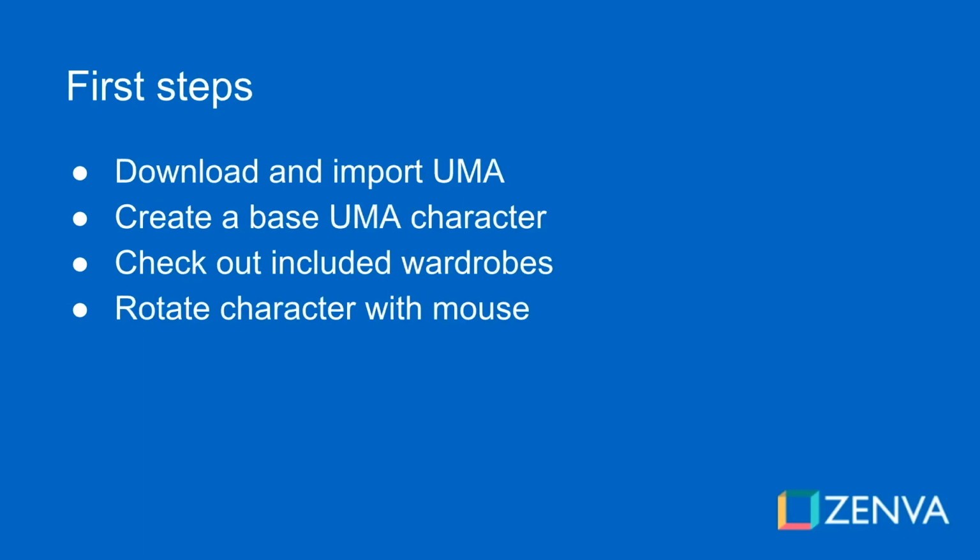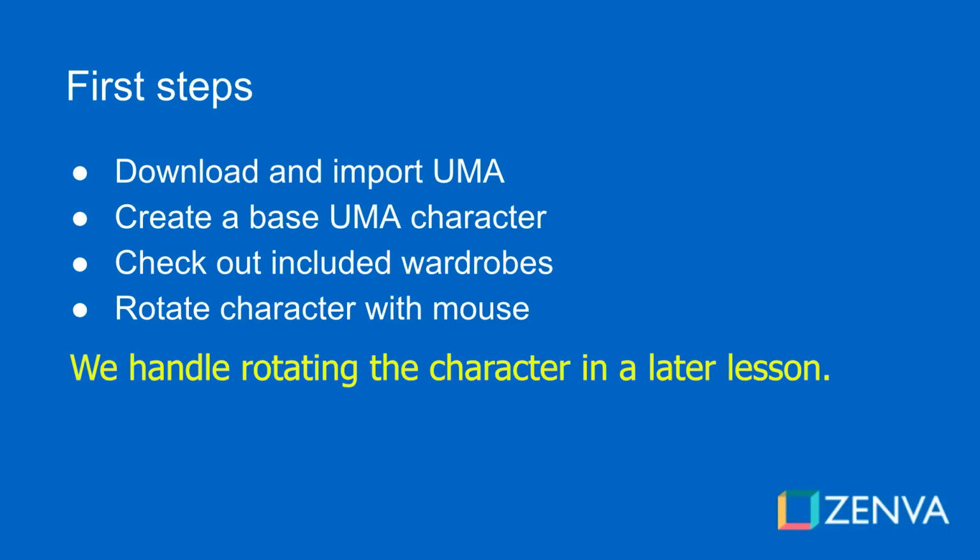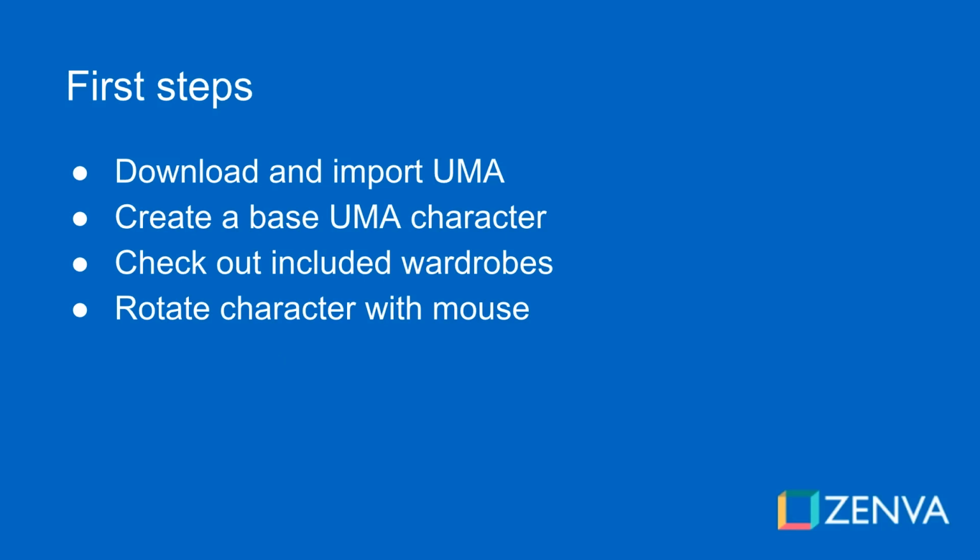So the first steps we'll have to do is download and import UMA. Obviously, we need the tool. It's right off the asset store. We're going to create a base UMA character, maybe throw on some clothes so they're not naked, and then we're going to set up a simple system to allow us to click on that character and rotate them, kind of like you would get in a character creator if you're familiar with an MMO or just any RPG that has a character creator where you can rotate the character around. And then in the next lesson, we're going to set up the UI to get started building our characters.